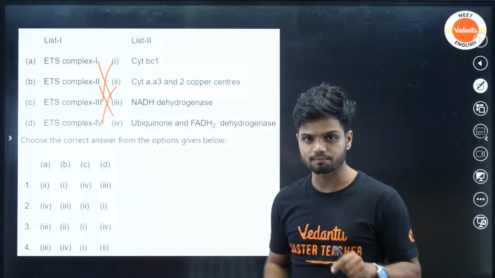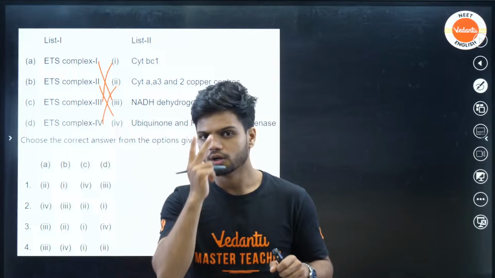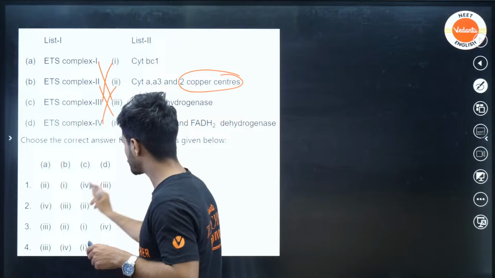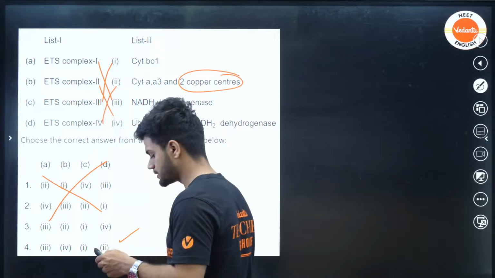Remember the diagram. In the diagram I drew it. In the case of complex number 4, 2 copper centers were there. That is 2 copper centers, that is 4. What is the answer then? A is 3 here. These 2 are gone. A is 3. B is 4. This is the answer. Yes, option number 4 is the answer. Clear? This is how you solve the questions.